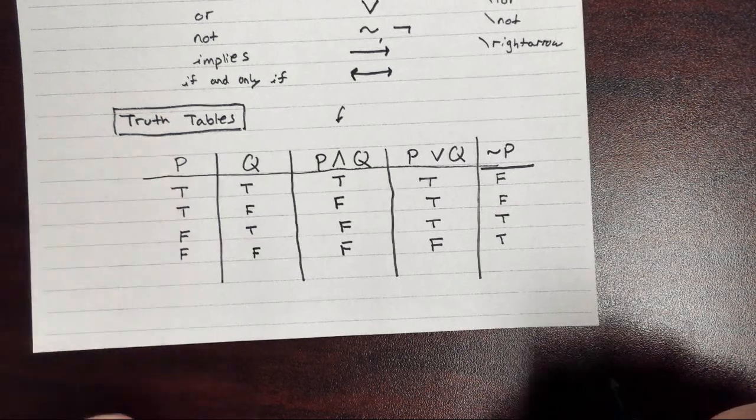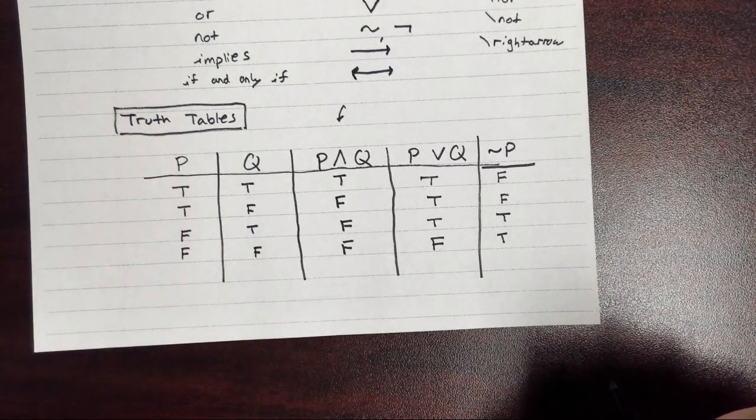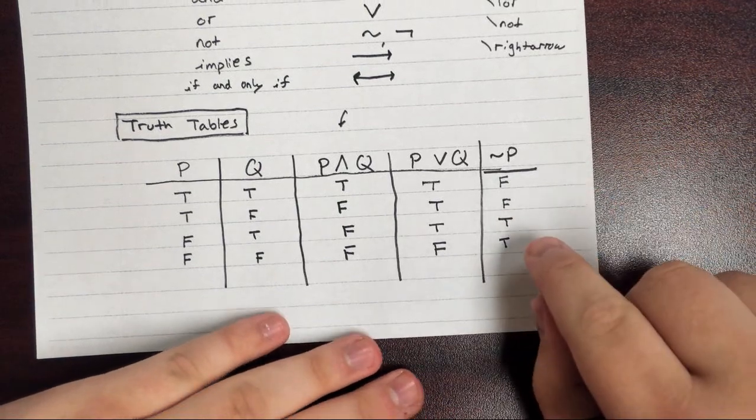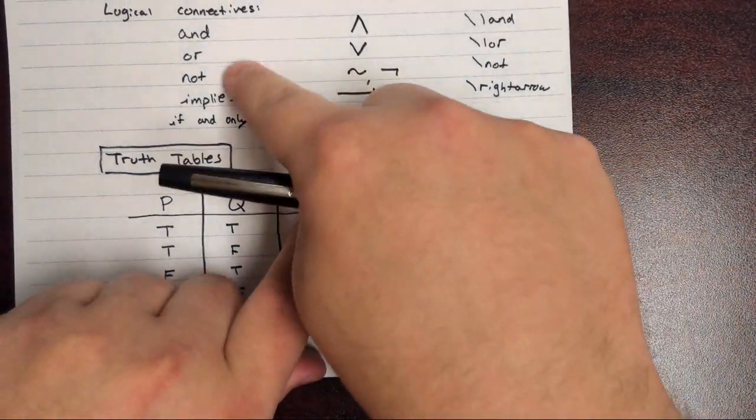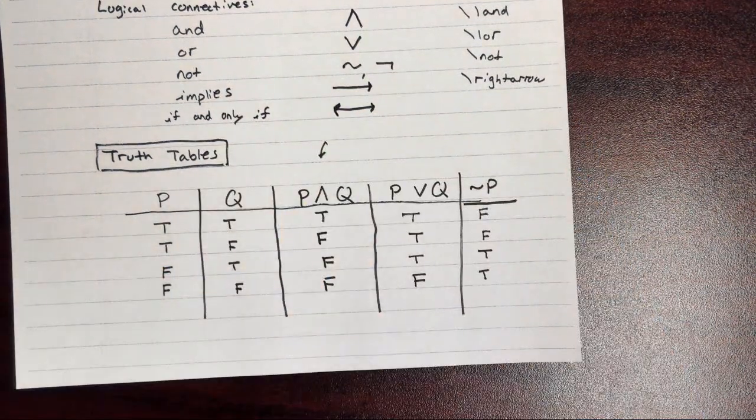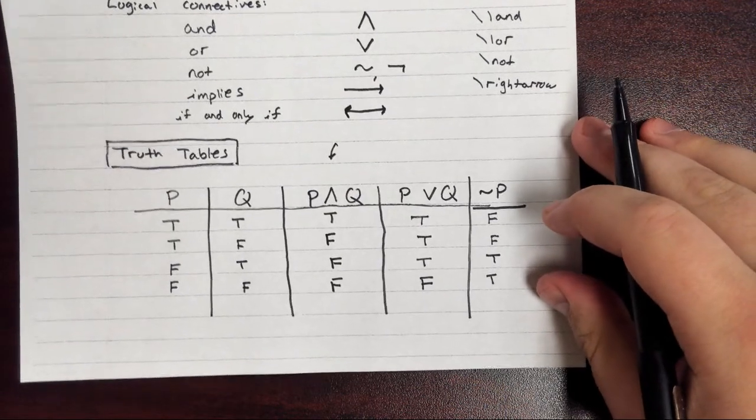How come you don't write P and then a little squiggle and then Q like this? Well, these are binary. You're talking about two statements that you're connecting like that, but not just means one statement is not true or false.